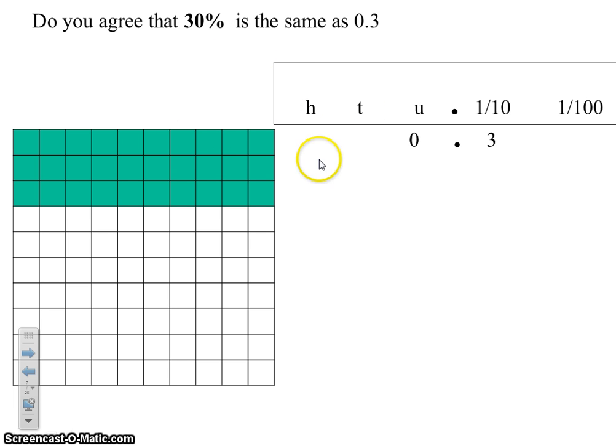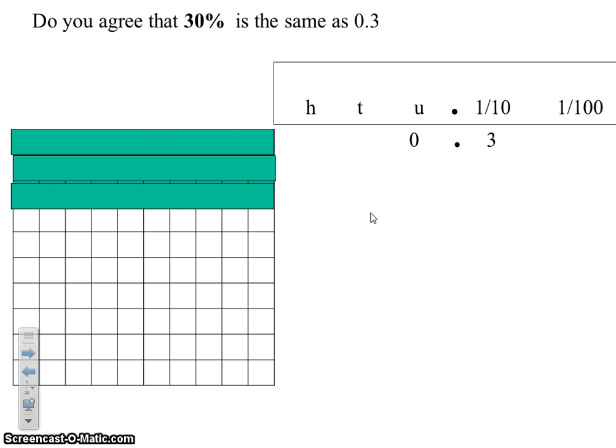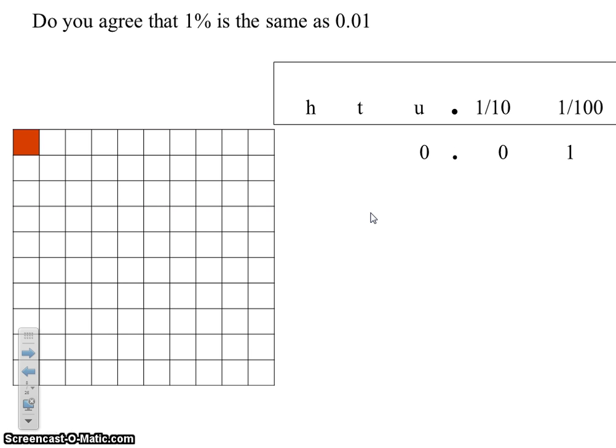Here we've got 30%. You can see we've got 30%, and this is the same as having 3 tenths, 0.3. 1, 2, 3 of the tenths will fit in. It's just getting those connections.